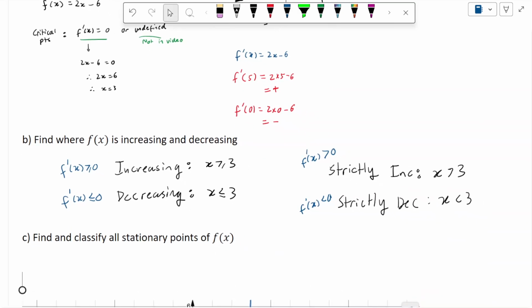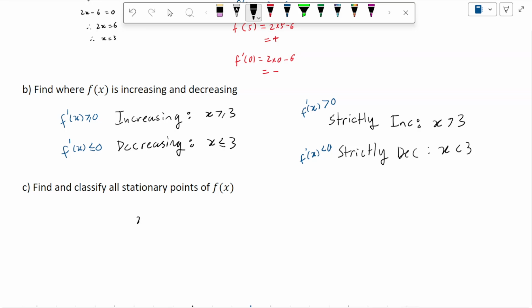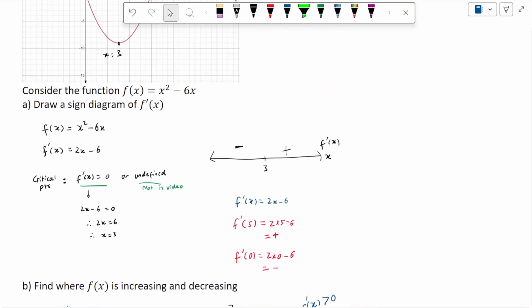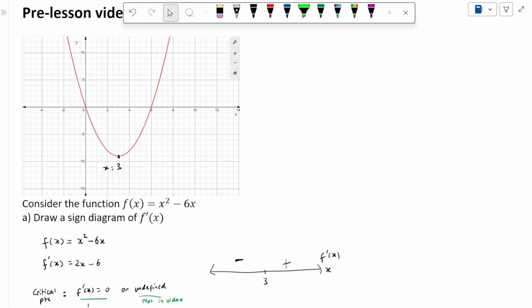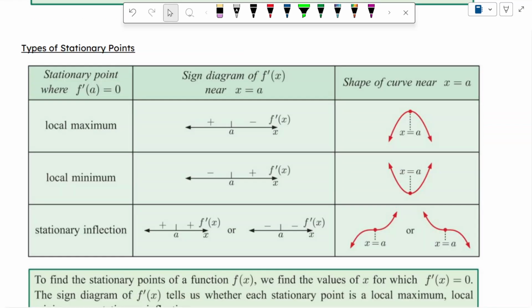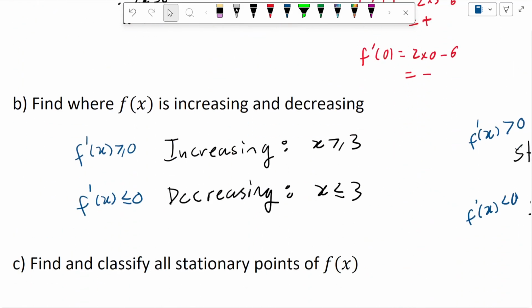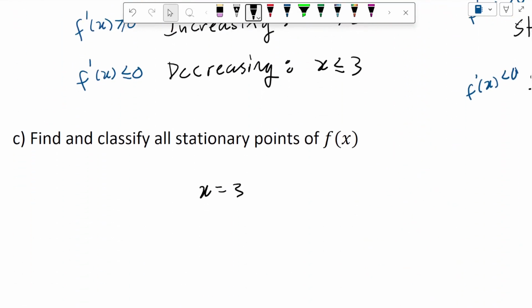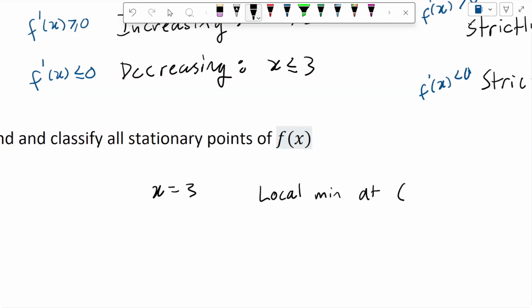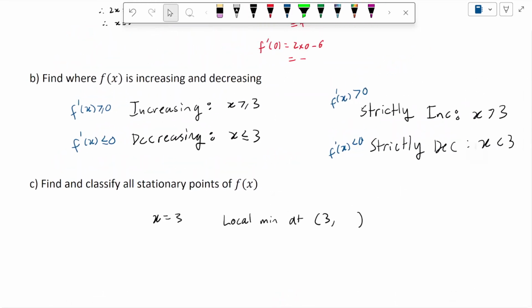And last, we need to classify all stationary points. So at x equals 3. Now the stationary points, we sort of got 3 different types. The 3 types look like this, and you can tell from the sign diagram. Our sign diagram goes minus then plus, so that's a local minimum. So we have a local min at, now x would be 3, and to get the y coordinate, we can plug this back into the function.